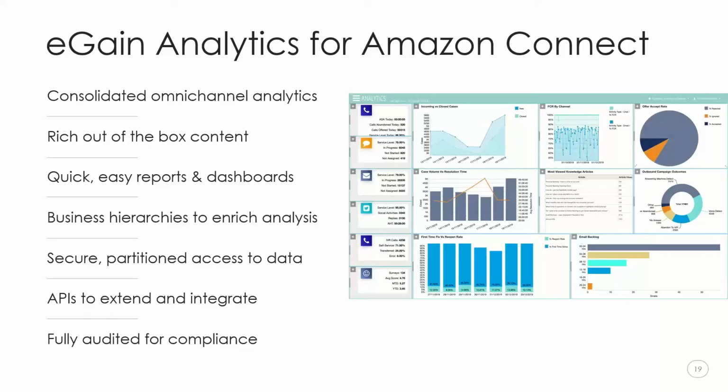Let's take a look at what eGain Analytics can do for enterprises to help them measure and manage their Amazon Connect contact centers. eGain Analytics is a complete omni-channel analytics and management solution for Amazon Connect. It consolidates interaction data across all the different voice and digital touchpoints, avoiding the pitfalls of siloed data sources and point solutions that can occur with omnichannel.